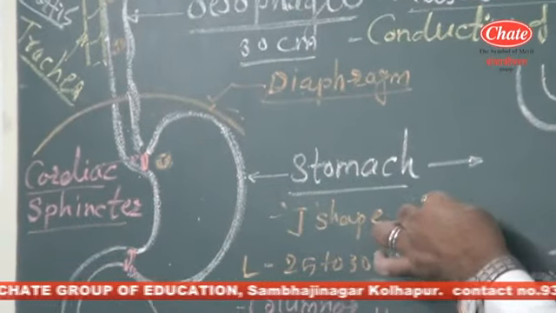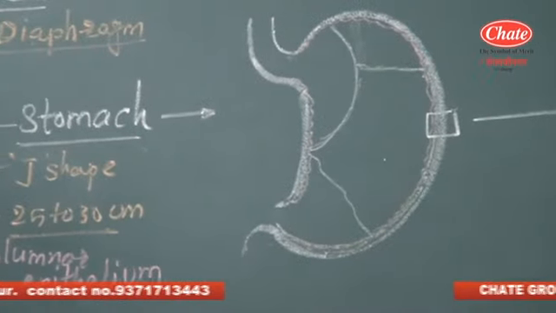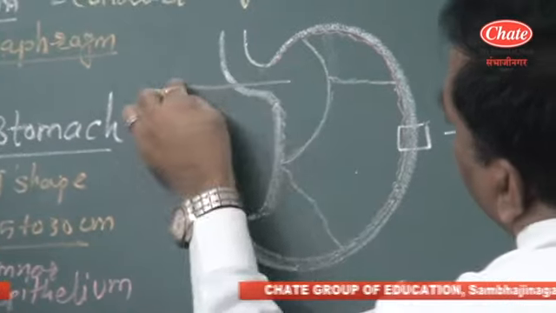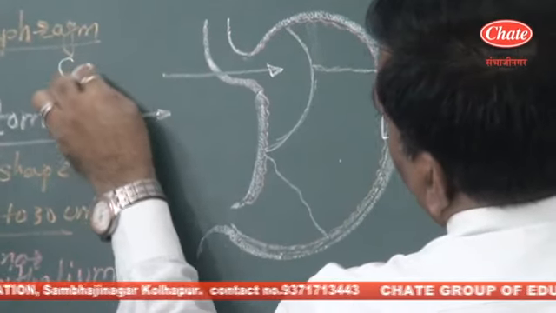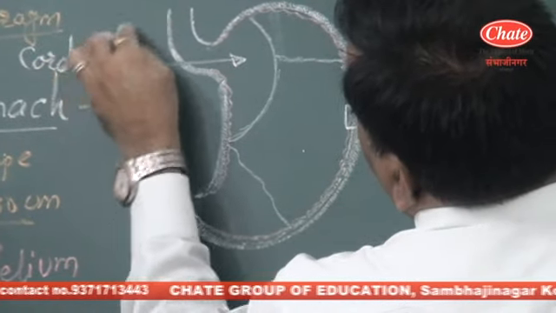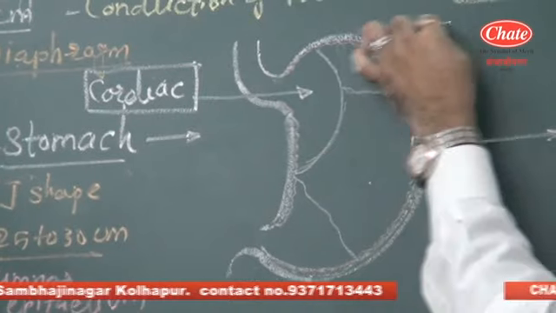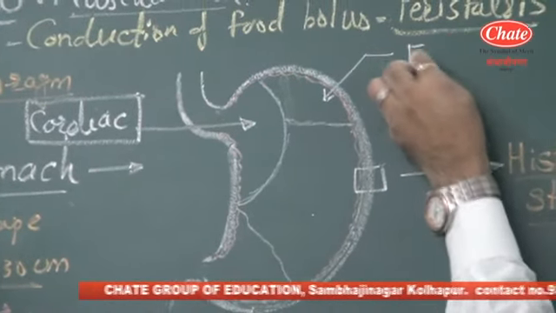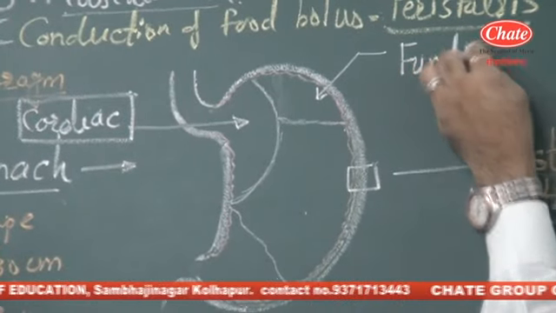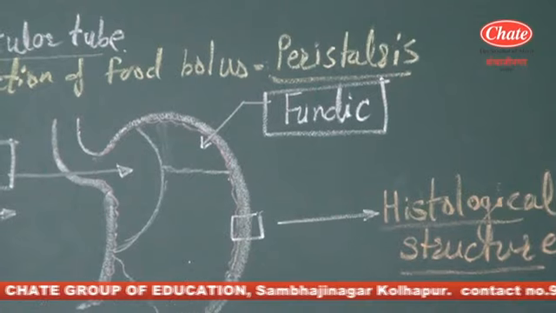Now when we focus on this J-shaped stomach, internally this stomach shows four distinct regions. The anterior region of the stomach, which receives the food bolus, is termed the cardiac stomach. The dome-shaped anterior portion, where abundant gastric glands are present, is termed the fundic stomach.